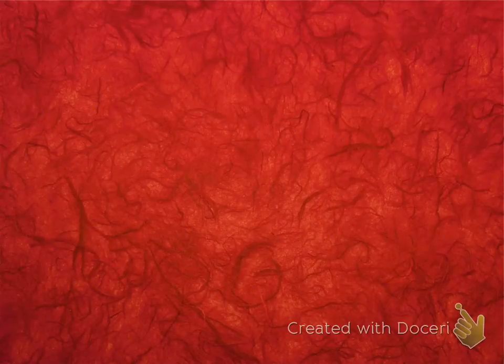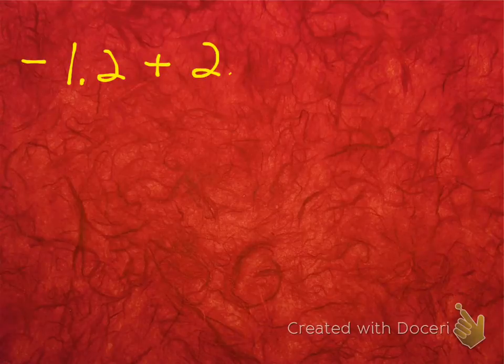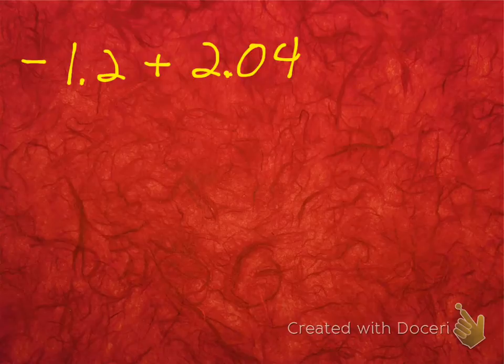An example they may give you is, let's say, negative 1.2 plus 2.04. Now we've got negatives and positives. Are my signs the same or different? Different. So what do I have to do? When the signs are different, we're going to subtract. So I have to subtract from the larger number. What's the larger number?